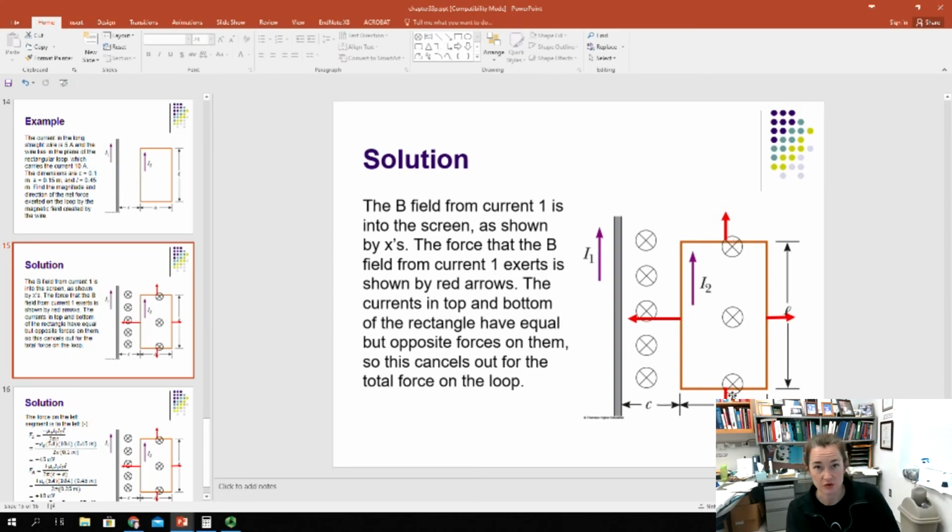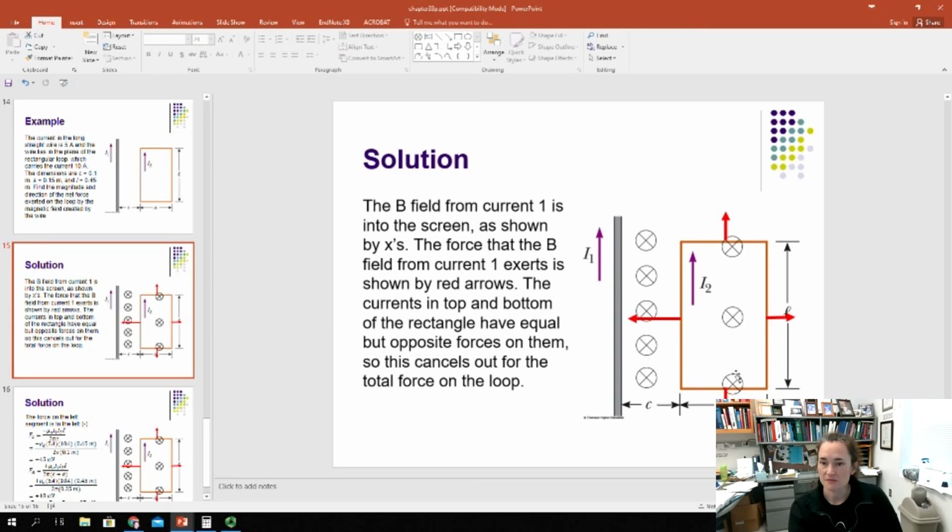Now let's talk about what's going on in the bottom. In that case, the force is going to be downwards. IL cross B, boom, down. Or IL cross B, whichever way you like it better. The force is down. Now, it's opposite to the direction of the top segment. So the top points up, the bottom force is down.